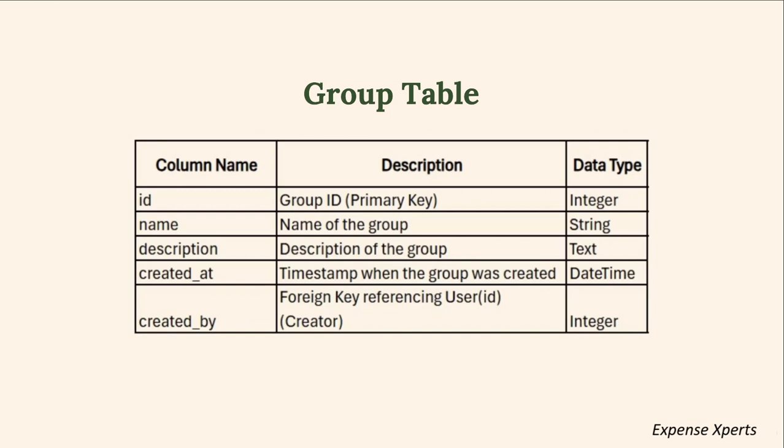And group table. It is used to manage shared expense groups like travel or roommate expenses. It has group ID as its primary key and name, that is name of the group, and description, and created at is a timestamp, and created by is a foreign key referencing from the user ID of the user table.